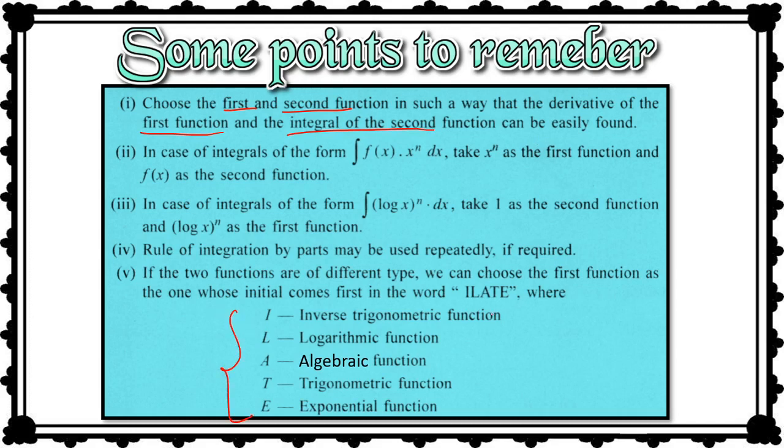The rule is this: ILATE. We have to decide our first or second function following this rule, the way we learned BODMAS sometime in our junior classes. So now we have ILATE for integrating by parts. I stands for inverse trigonometric function, L for logarithmic function, A for algebraic function, T for trigonometric and E for exponential function. So if we want to integrate x sine x, this is an algebraic function and this is a trigonometric function, right? So we will take x as the first function and sine x as the second function. That's how we have to decide.